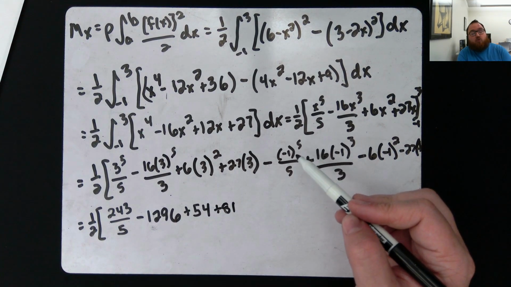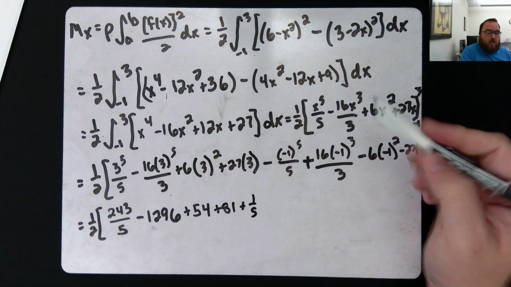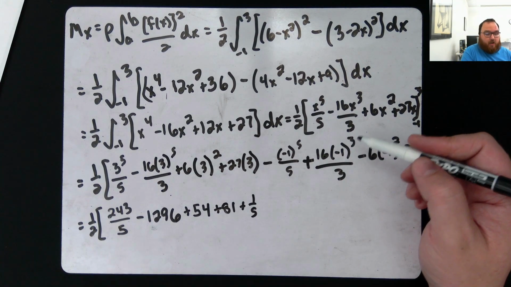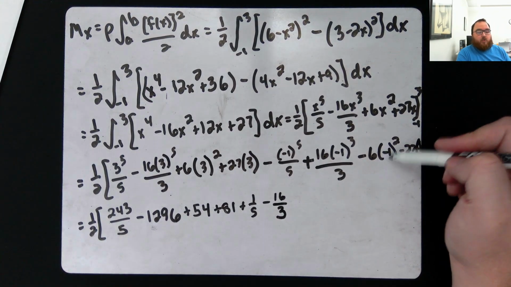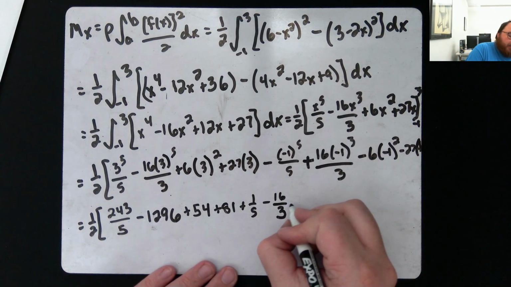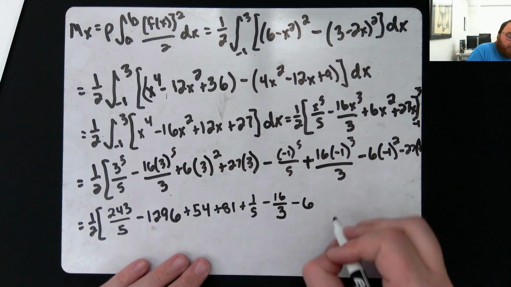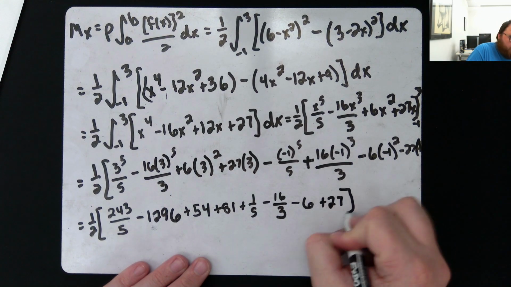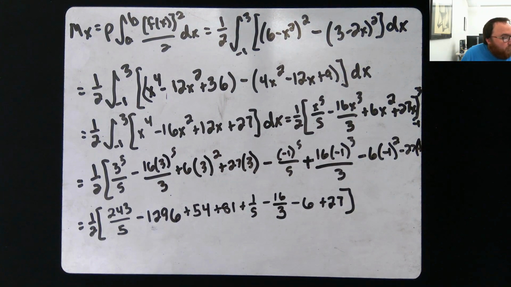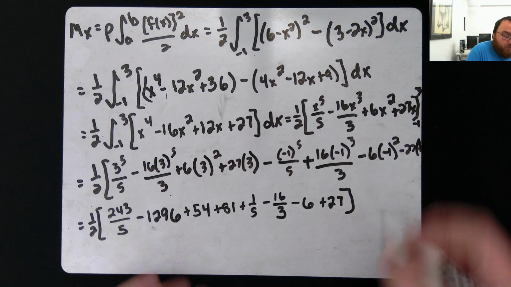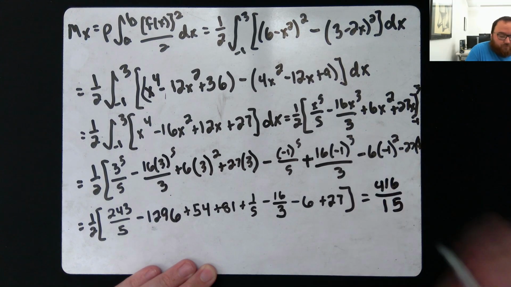Negative 1 to the 5th is equal to negative 1, which would make that plus 1/5. Negative 1 to the third is equal to negative 1, so that's going to be negative 16 thirds. Negative 1 squared is 1. 1 times the negative 6 is negative 6. Negative 27 times the negative 1 is positive 27. And if I worked all of that out, did all the fractions and stuff, all that fun stuff, you end up with 416 over 15.